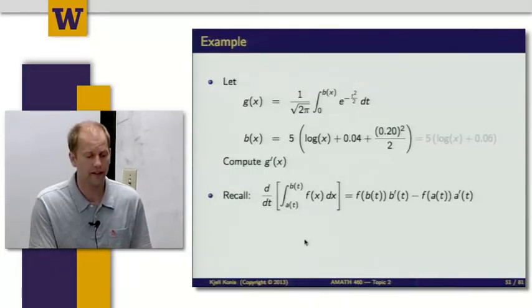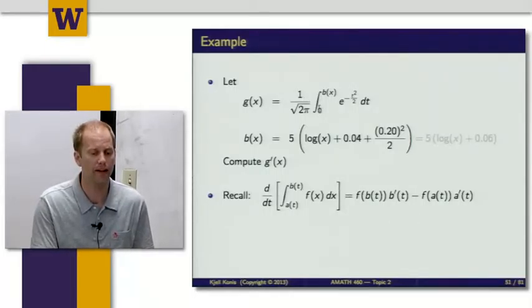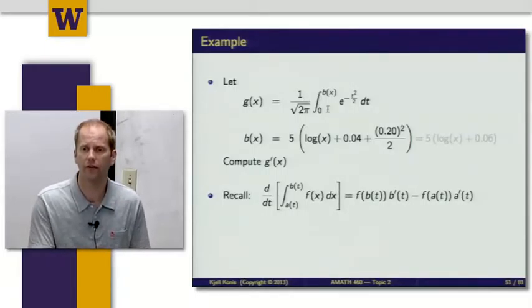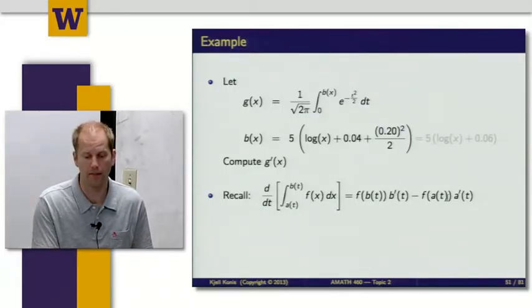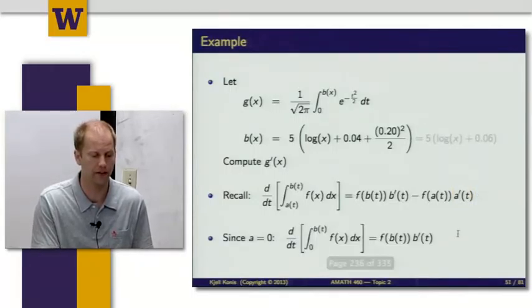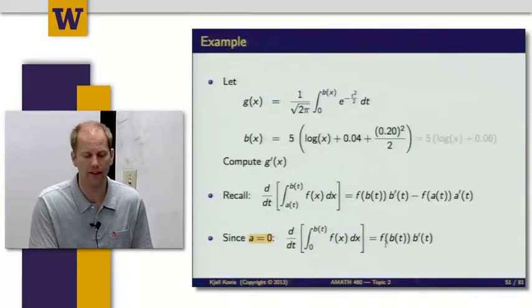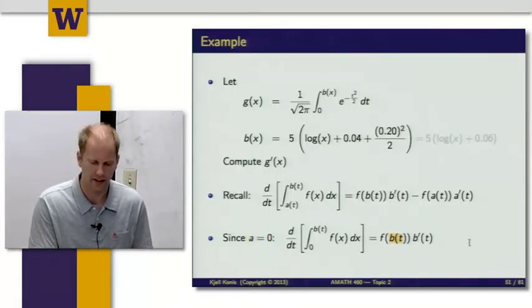This is the formula from the previous slide. But since my lower limit is 0, which is constant with respect to x, if I take its derivative, this a prime of t is equal to 0, the derivative of a constant. So this formula will simplify a bit because a is equal to 0. All I need to do is evaluate my function and then multiply by the derivative of the inside.